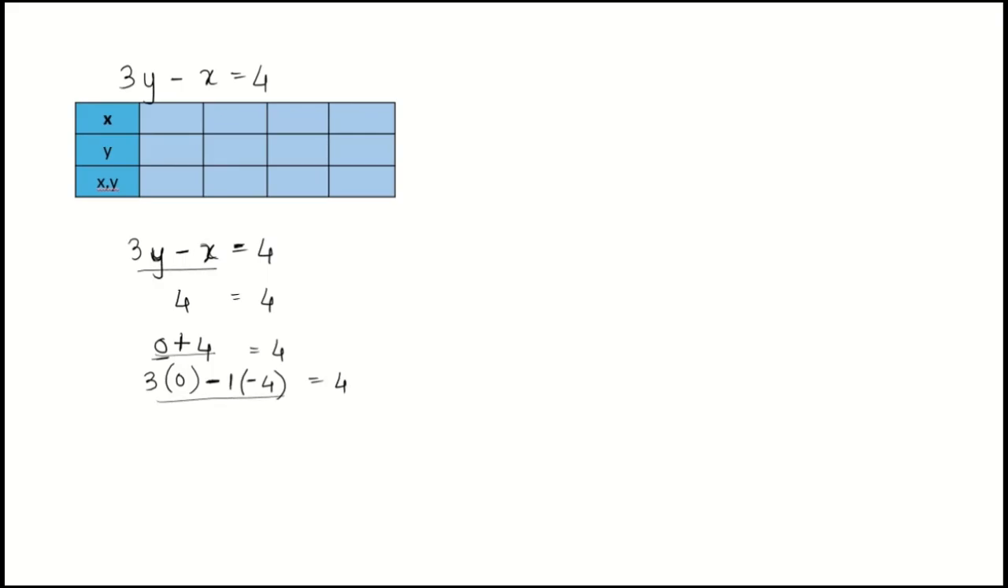So y is 0. Here y is 0 because 3 into y, 3 and y come first in the equation. So y is 0 and x is minus 4. The point is minus 4 comma 0.